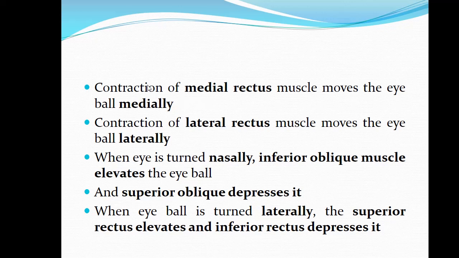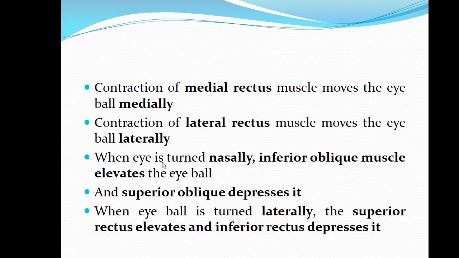If there is contraction of the lateral rectus muscle, the eyeball will move laterally. This is also known as abduction. I'm repeating that lateral movement of the eyeball is known as abduction. Similarly, the medial movement of the eyeball, which is produced by the contraction of the medial rectus muscle, is known as adduction. Adduction is the medial movement; abduction is the lateral or outward movement of the eyeball.